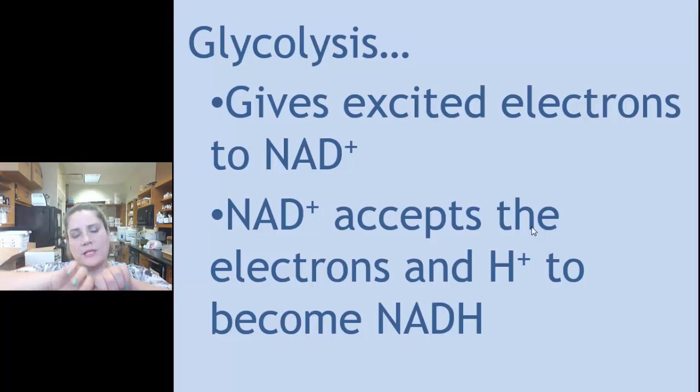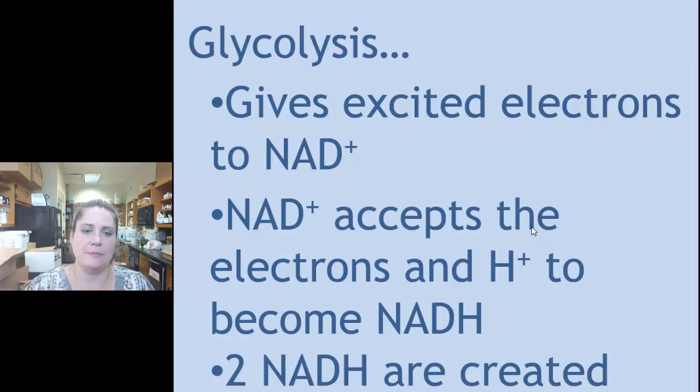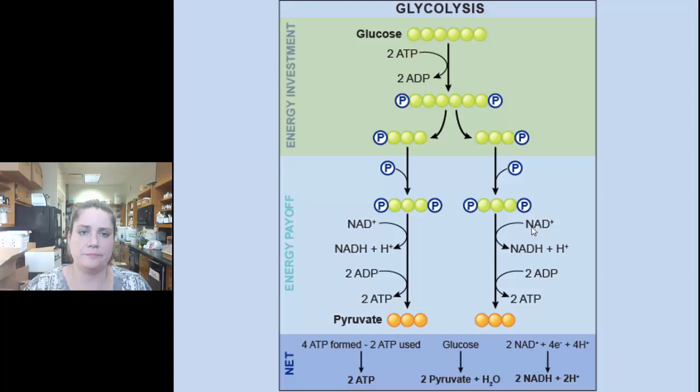Okay? So when we snap that glucose in half, it takes 2 ATP, but 4 ATP get created in the meantime, and NADH gets created in the meantime. Actually, 2 NADH get created in the meantime, sorry. So 2 ATP net, and 2 NADH get created.